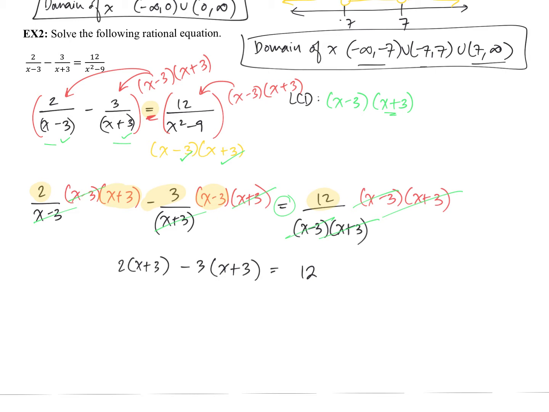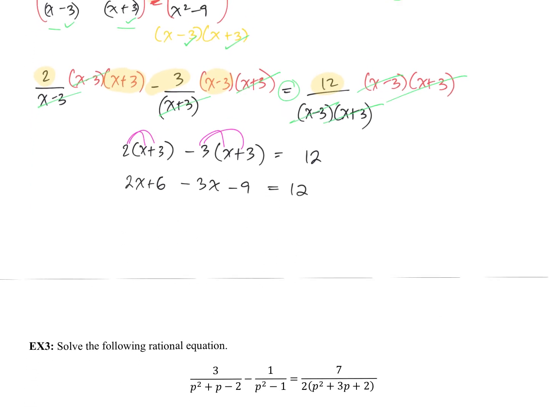So now let's just go ahead and distribute out and continue solving. It's a nice linear equation. So we get 2x plus 6 minus 3x minus 9 equals 12. Oh, sorry, that should be a negative right there. Let me go ahead and fix that. Just waiting for my pen to catch up. Okay, so it should be negative, which means this should be positive 9.